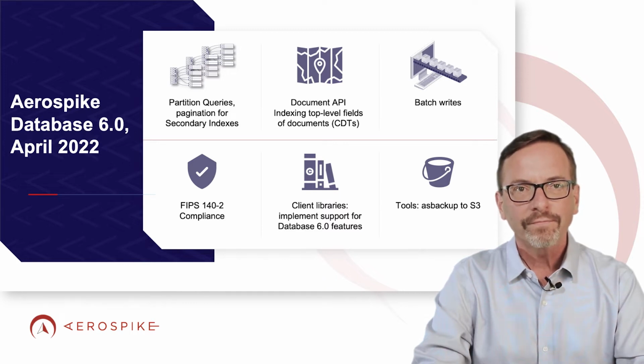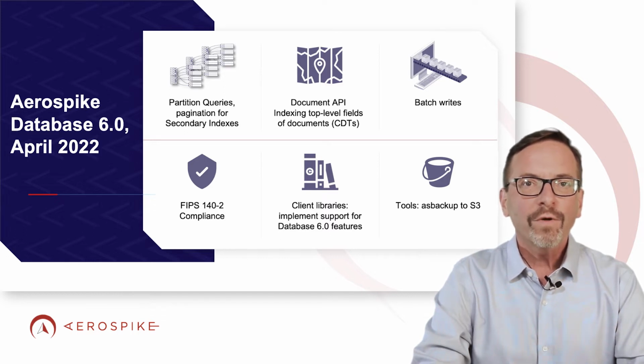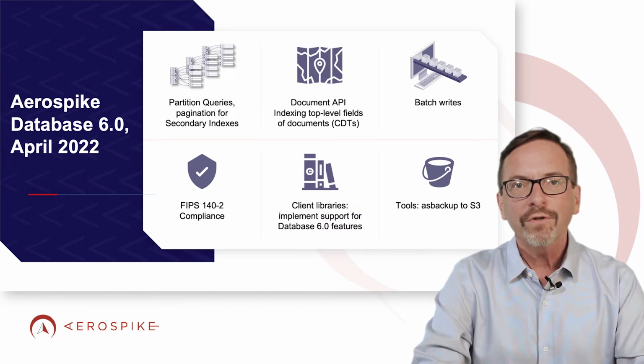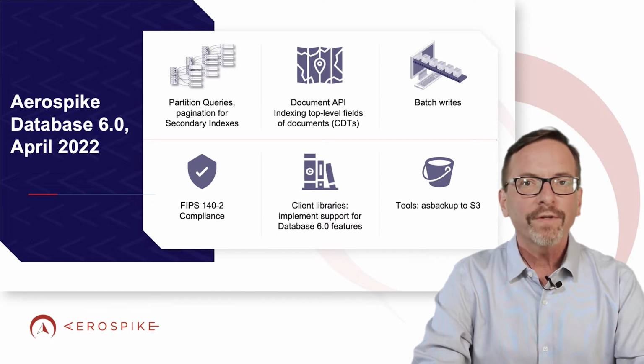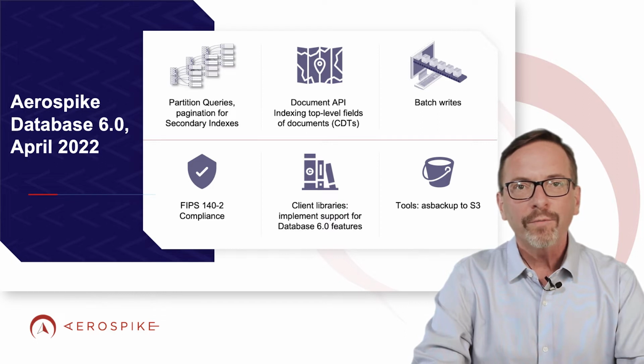The 6.0 release provides support for FIPS 140-2. This is for our customers in the U.S. federal government space. FIPS 140-2 requires the use of certified versions of SSL and prohibits the use of unapproved algorithms for cryptographic use. We have implemented the requirements for FIPS 140-2 certification in 6.0, and we are currently going through the certification process. And with the release of 6.0, we have updated our client libraries for the database 6.0 features.